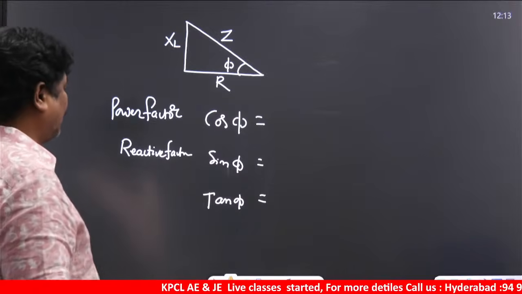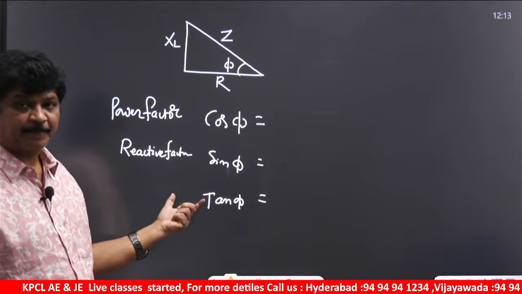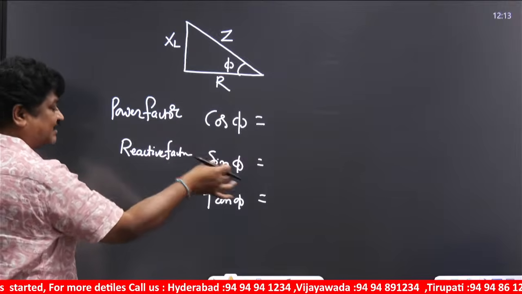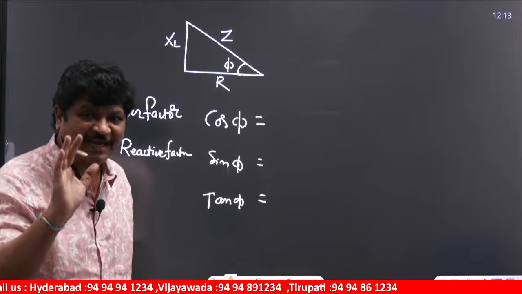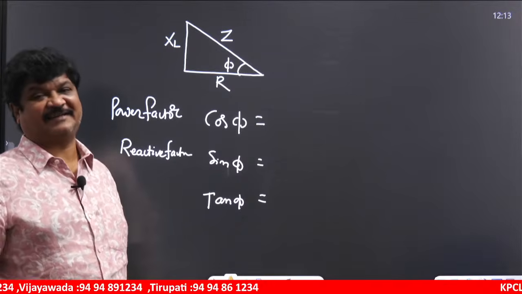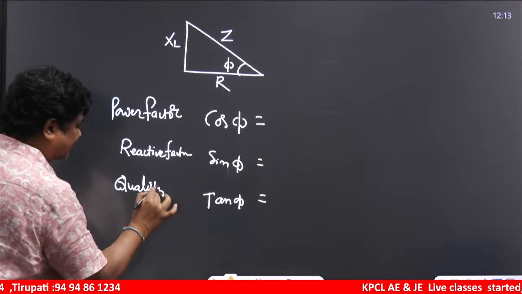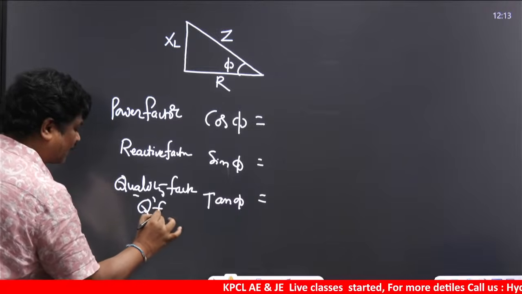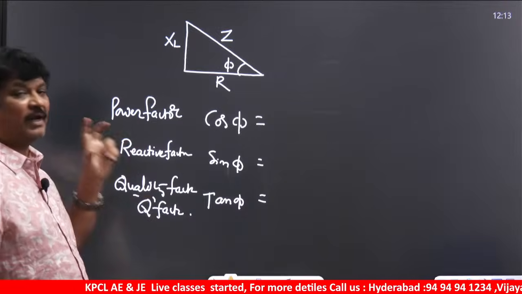What about this tan phi? Cos phi is the power factor, sin phi is the reactive factor. What is tan phi? Don't say it is the apparent factor. This one we call the quality factor, or Q factor. Power factor, reactive factor, quality factor.